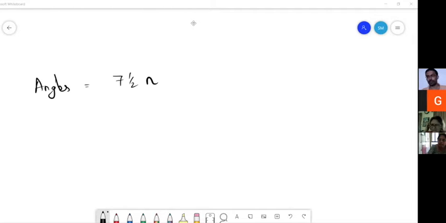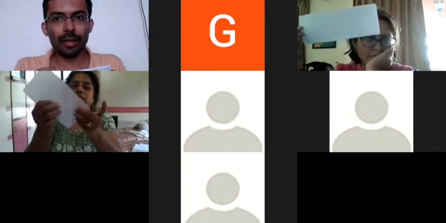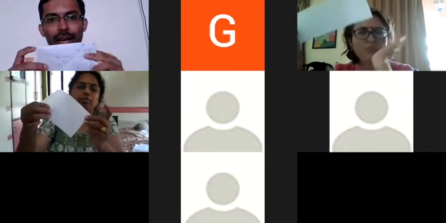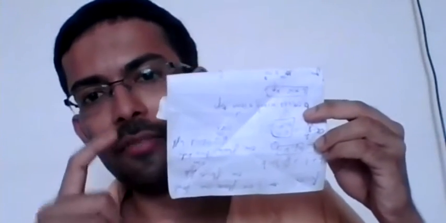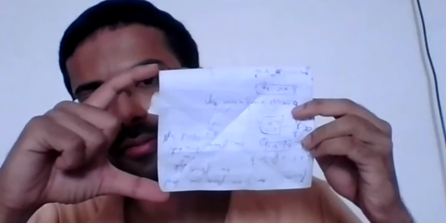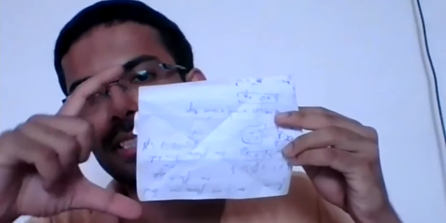Equilateral triangle, right? Can you please repeat the question? Yeah. So take a rectangle, or a strip of paper. Okay, now what do I have to do? So now what you have to do is, we need to get an equilateral triangle with this as height, by folding this paper. Yes, with this as height.